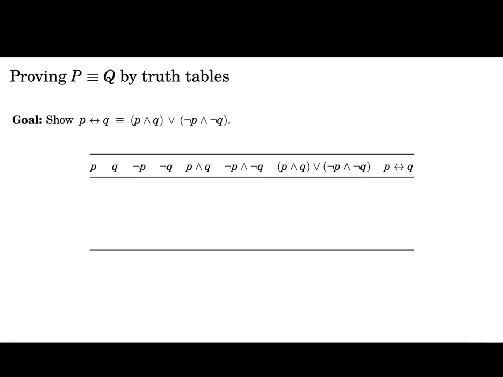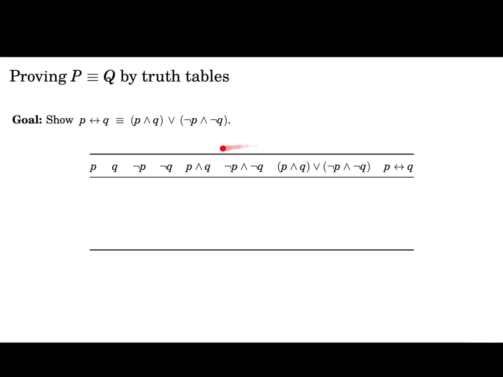So now we will prove a logical equivalence using a truth table. Our goal is to show that the biconditional P if and only if Q is equivalent to the expression P and Q or not P and not Q. So how are we going to do this? We're going to do it with a truth table.